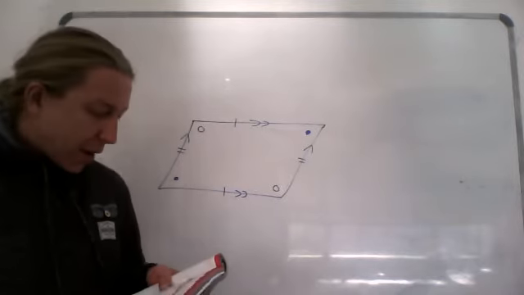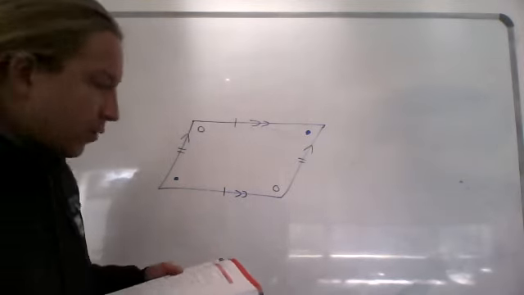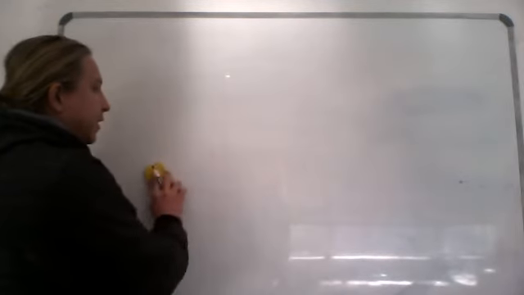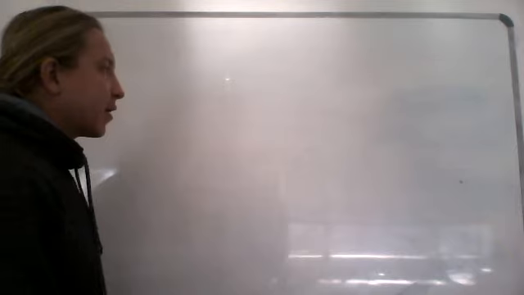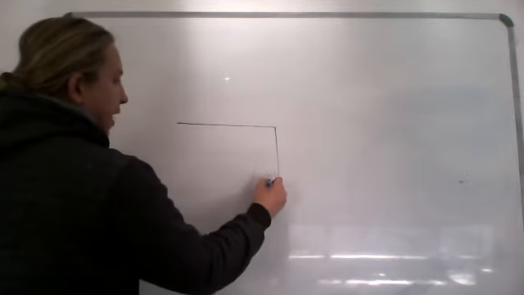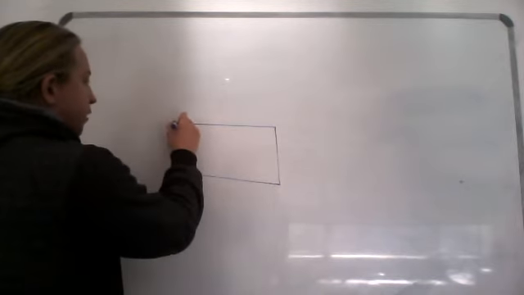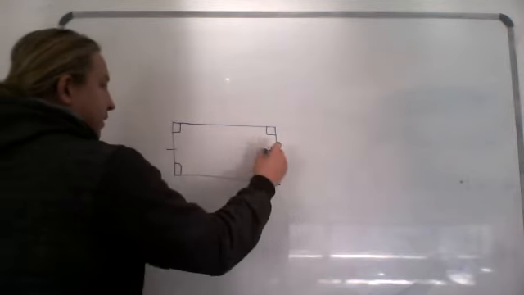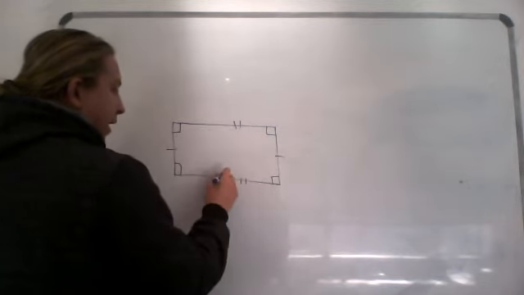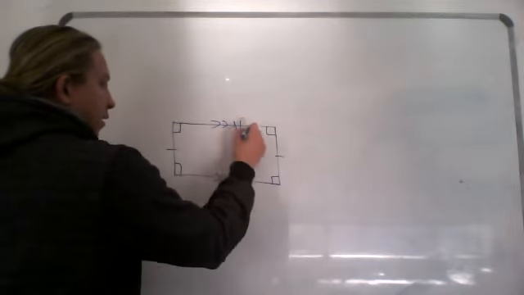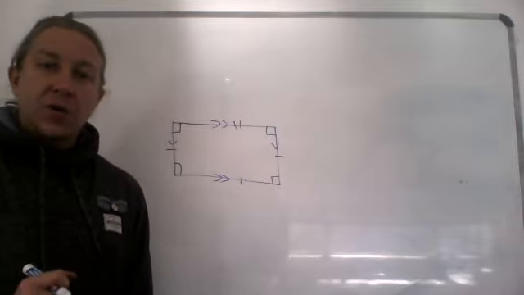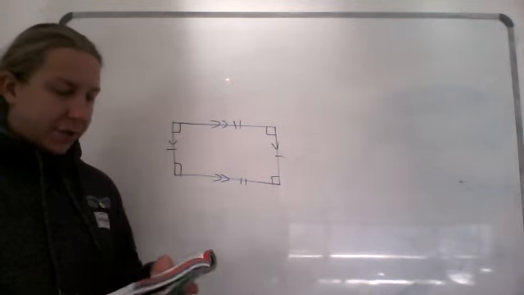Okay, right, let's go to the next one, a rectangle. So a rectangle, well guys, you know what a rectangle is. It's almost like a parallelogram, but it has 90-degree angles like that. So 90-degree angles everywhere. Opposite sides are equal and parallel. And all the angles in a rectangle are equal. They are all 90 degrees.